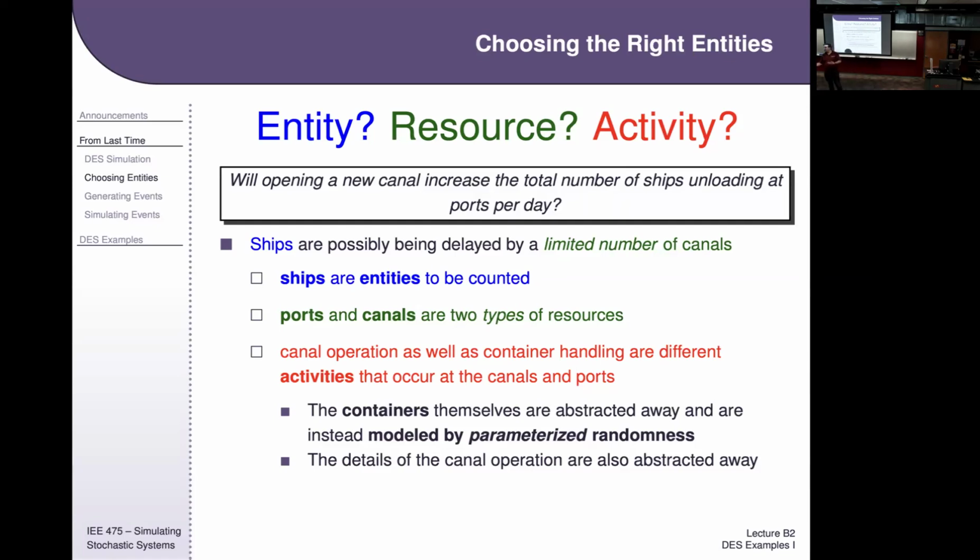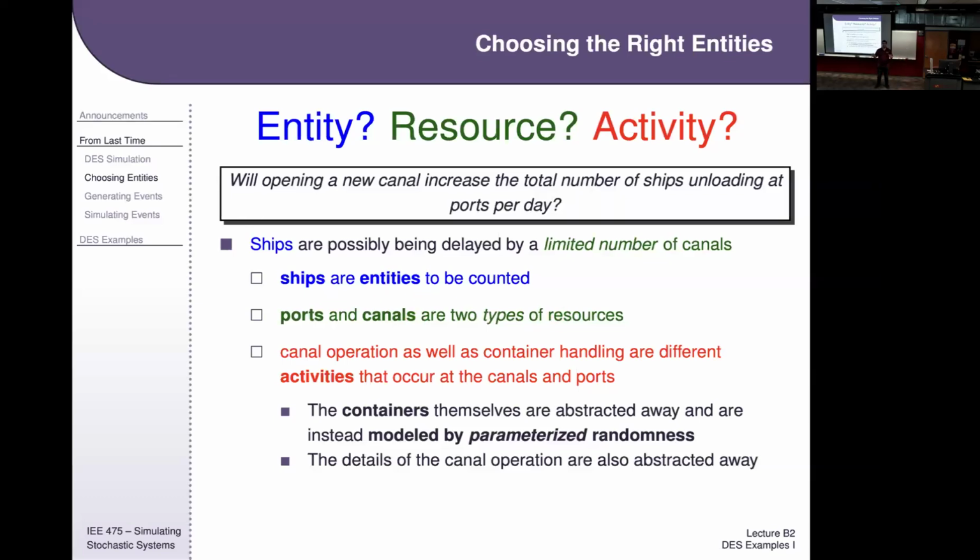Maybe knowing how heavy the ships are, but that could be an attribute that I could model on each ship: this ship happens to be loaded up with this many containers, this ship loaded up with this many. I don't actually care about the arrival and departure of the containers. Those are just properties of the ship at that point. So the ships are the entities. The ports and canals are two types of resources.